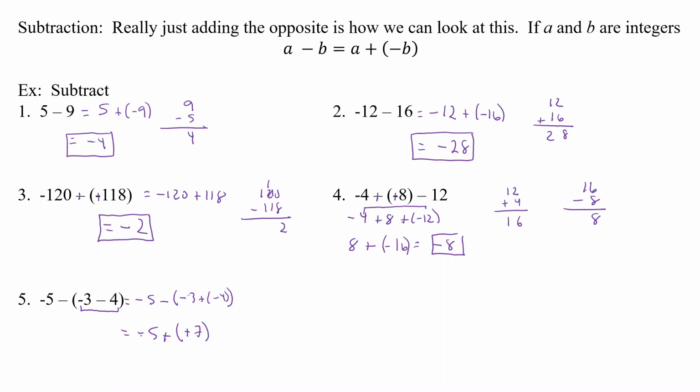And so now we have a negative 5 plus 7. And so what we can do is we can take the larger minus the smaller, we get 2. And the 7 is positive, so we just get 2 in this case for our answer. Okay, so that's how we can add or subtract by changing it to adding the opposite.